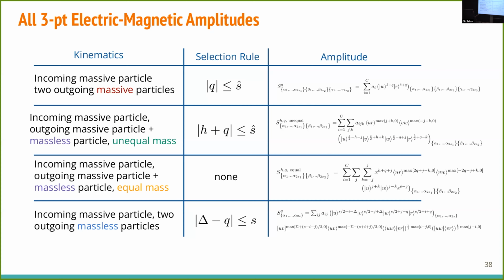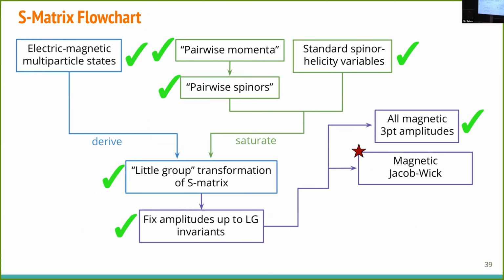And similarly, all these 3 other selection rules are modifications of the selection rules that Nima writes for all masses and spins that have to do with the relative E times G minus G times E of the scattering particles. Okay, so we wrote down all 3-point amplitudes.